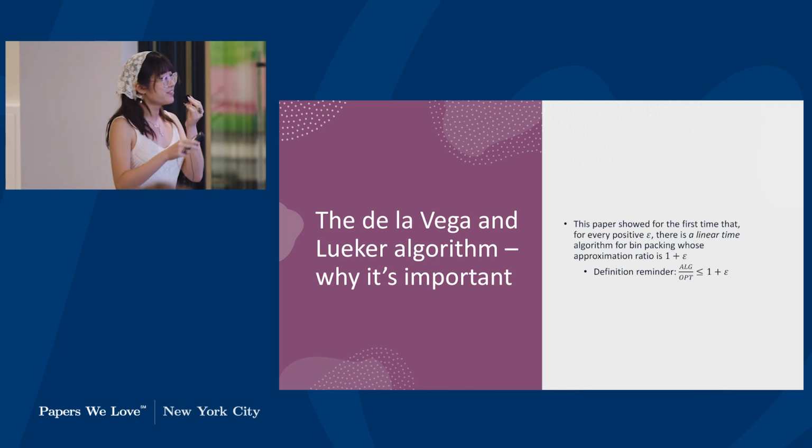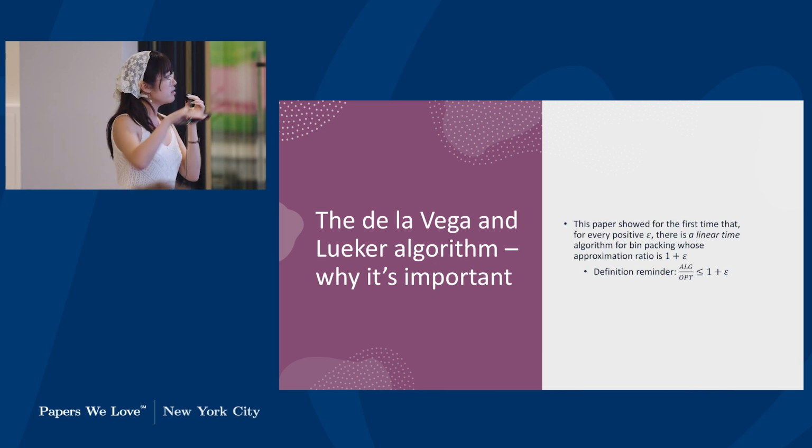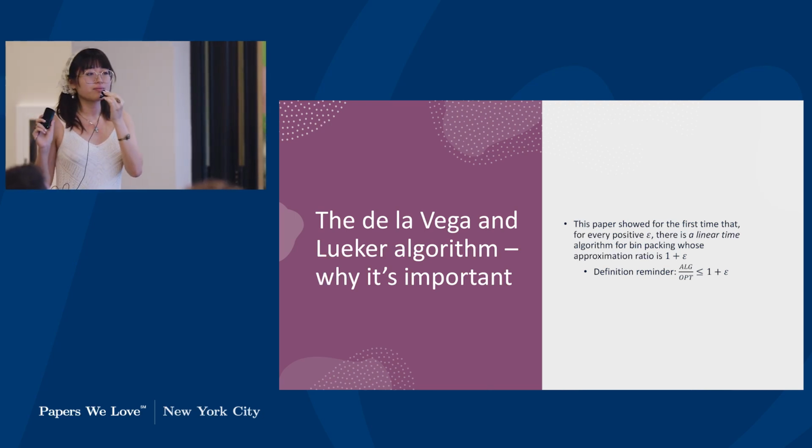So once again, what does that mean? It means the number of bins used by this algorithm divided by the number of bins used by an optimal algorithm is at most 1 + epsilon. Any questions so far? Okay.